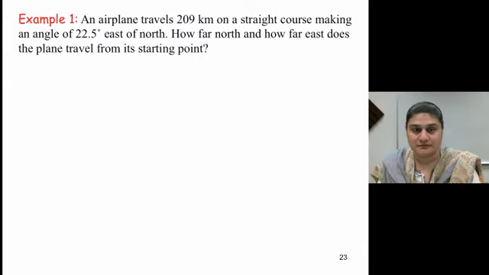Now let's look at an example. Example 1. An airplane travels 209 kilometers on a straight course, making an angle of 22.5 degrees east of north. How far north and how far east does the plane travel from its starting point?